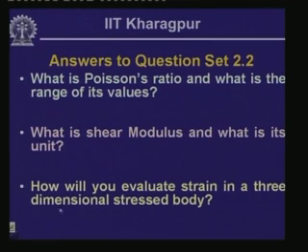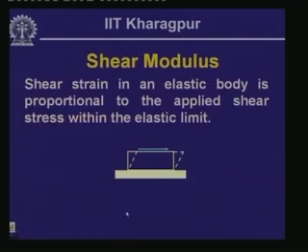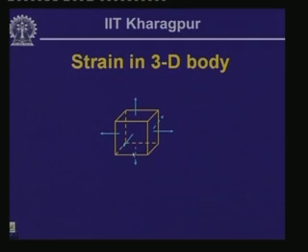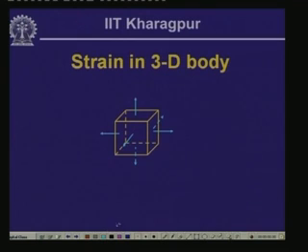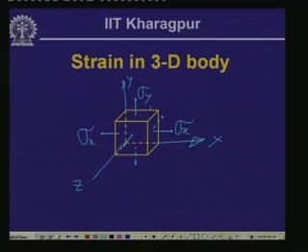Well, the third question is, how will you evaluate strain in a 3-dimensional stressed body? Let us look into the body which is subjected to, let us assume that these are the 3 directions, this is x, this is y, and this is z, and correspondingly as we have defined earlier, the stress components are sigma x, sigma y, and sigma z.